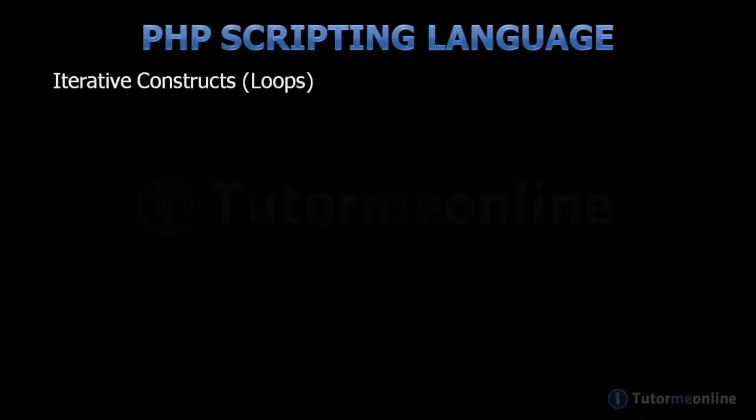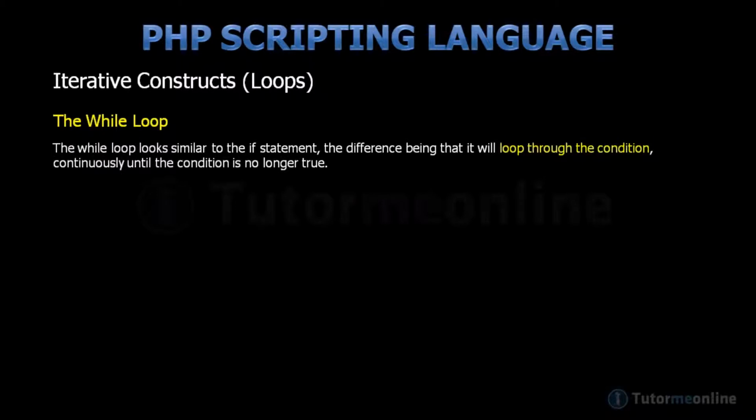Next, we'll have a look at iterative constructs or loops. These are iterations of code. So firstly, the while loop. The while loop looks similar to the if statement, the difference being that it will loop through the condition continuously until the condition is no longer true.